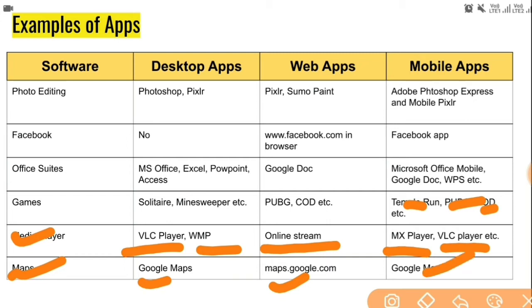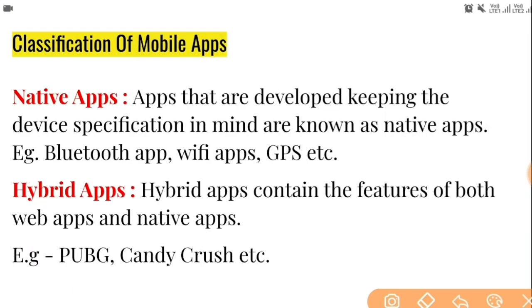Okay, so Google Maps has a desktop app as well as a mobile app. We are going to look at the classification of mobile apps. The first type that we are talking about is native apps. Apps that are developed keeping the device specification in mind are known as native apps.